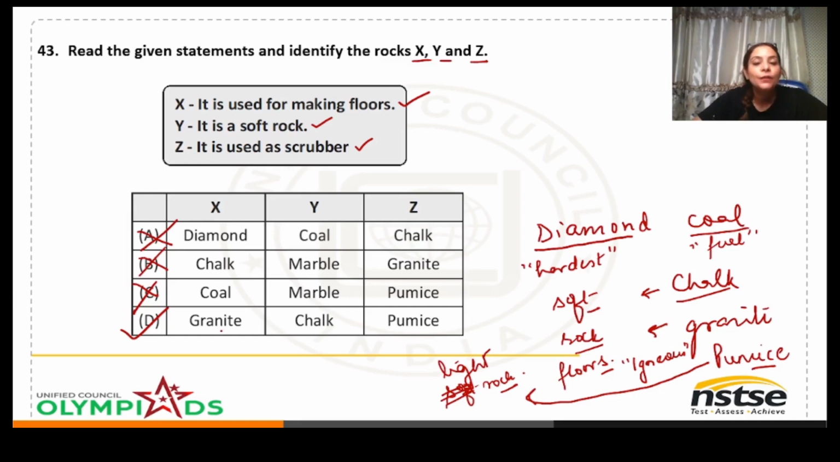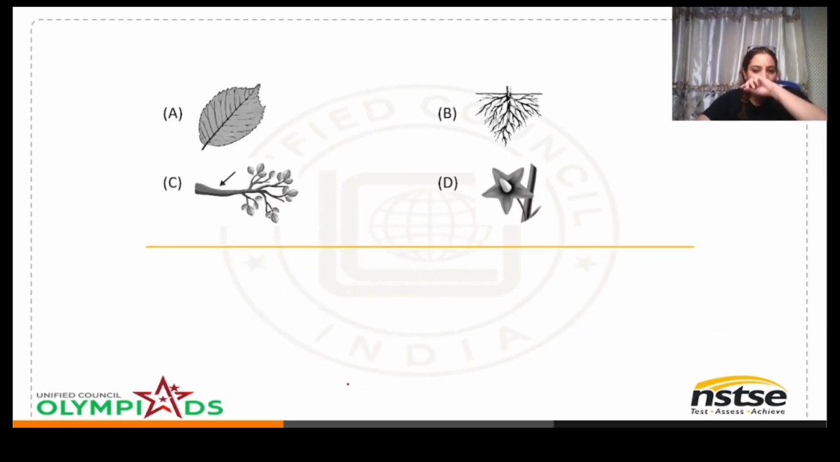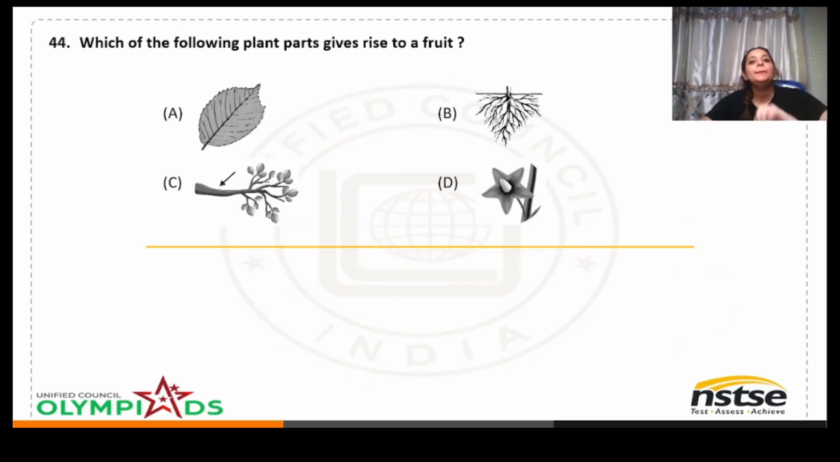Granite is a hard rock which is used for making floors. Soft one is chalk that you can easily split into two pieces, and pumice is the one which is used as a scrubber. So which option is correct, students? Yes, option D. Next question says, which of the following plant parts give rise to a fruit?